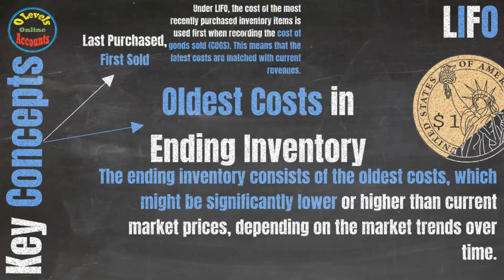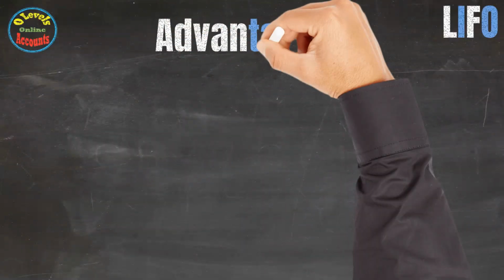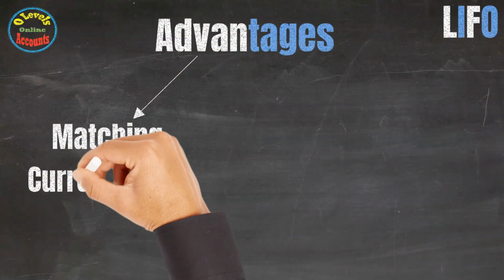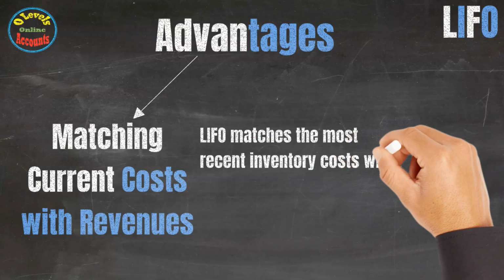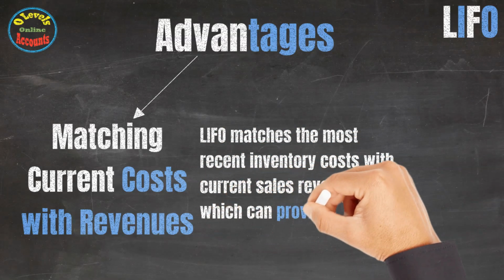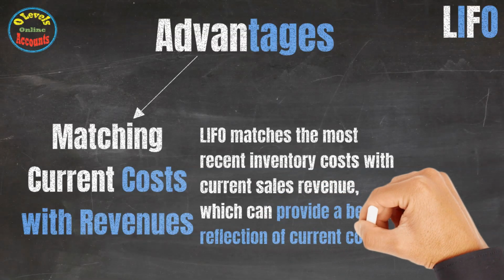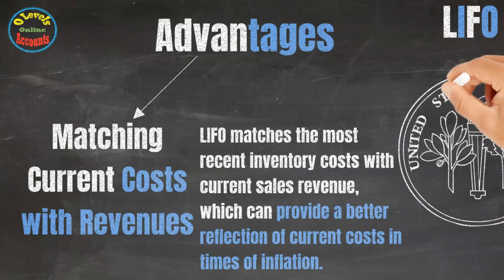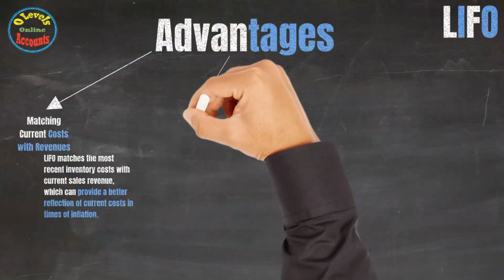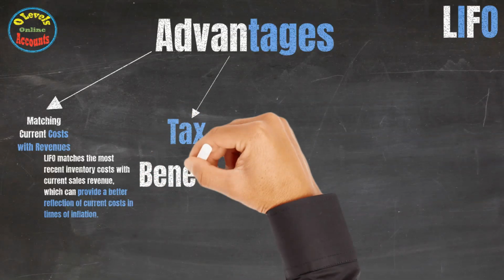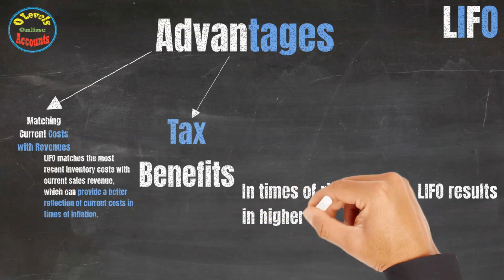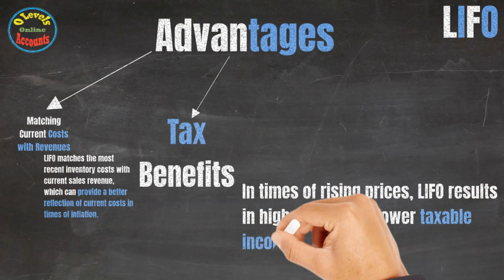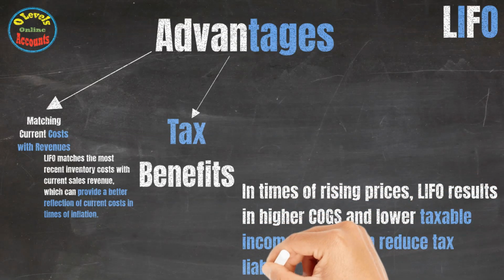Let's check its advantages. First advantage, matching current costs with revenues. LIFO matches the most recent inventory costs with current sales revenue, which can provide a better reflection of current costs in times of inflation. Let's check the second advantage. The second advantage is the tax benefit. In times of rising prices, LIFO results in higher COGS and lower taxable income, which can reduce tax liabilities.